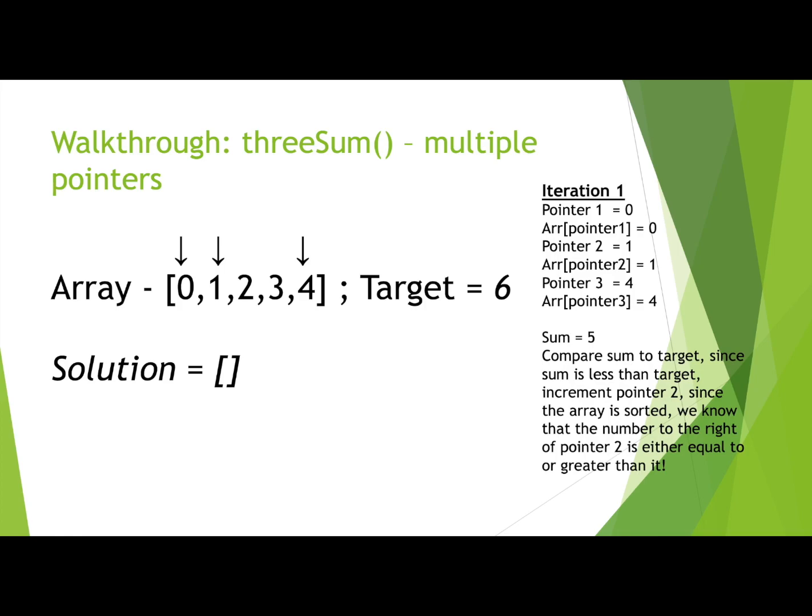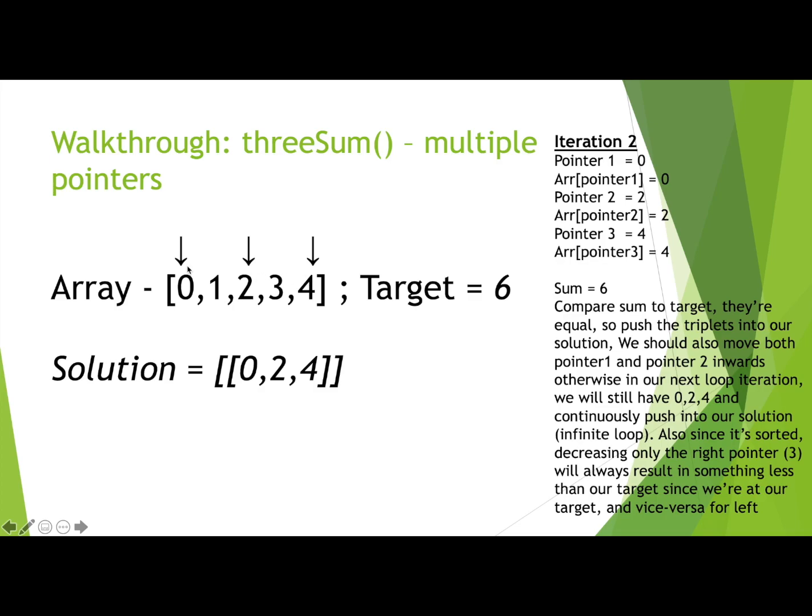Since it's a sorted array, we know that any number to the right of 1 will either be equal to 1 or larger than 1, right? And we also know any number to the left of 4 will be less than or equal to 4, right? So, since the number to the right of 1 will be greater than or equal to 1, and our sum is 5, let's move this pointer over by 1 and see if our new sum is equal to 6. Basically, since our sum is less than 6, we're going to increment pointer 2, or basically this pointer over here.